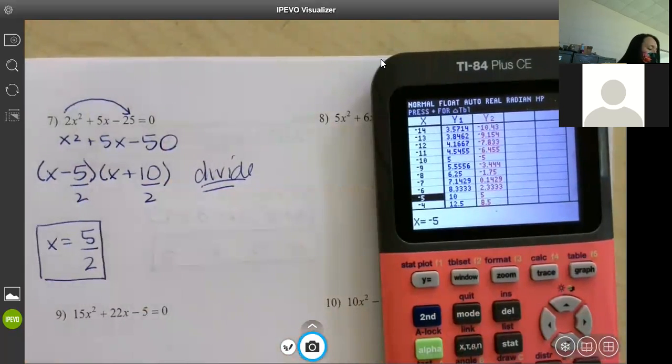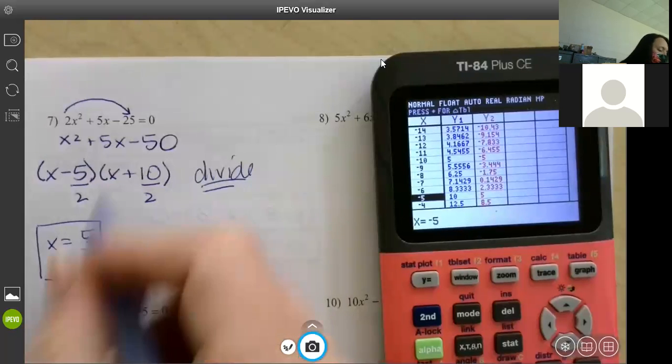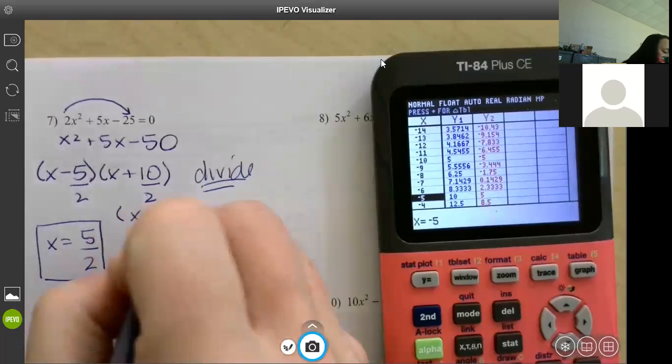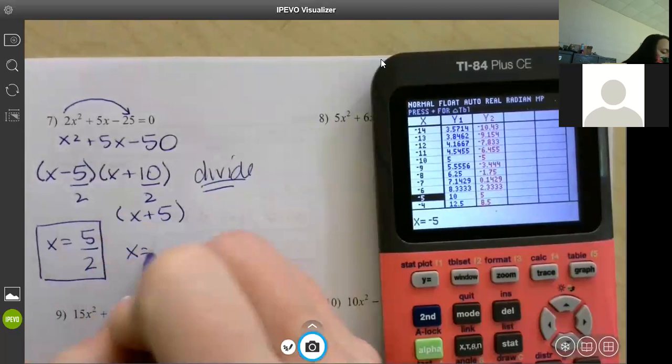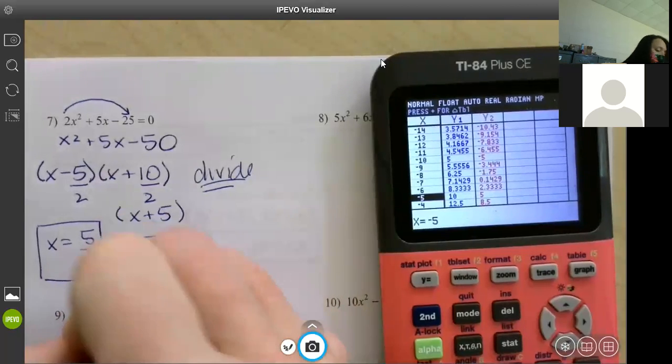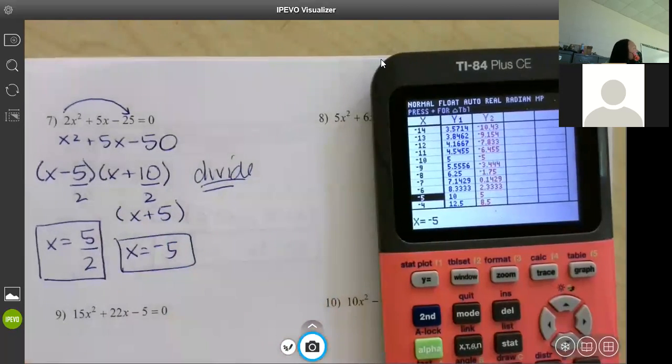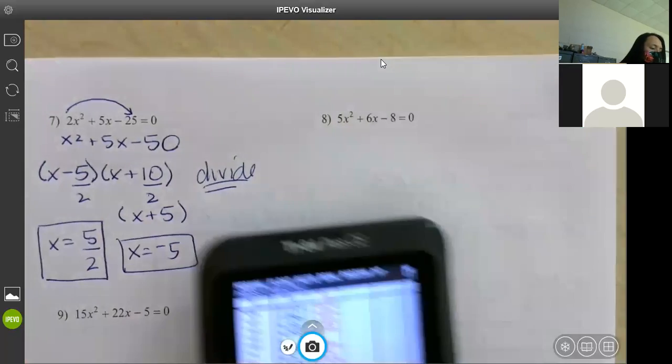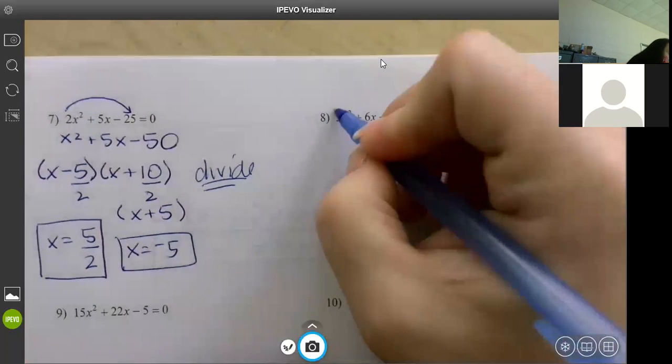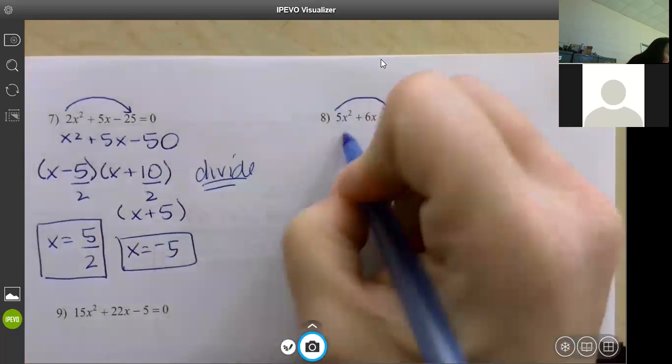Okay. And then 10 divided by 2 is what? Positive 5. So my answer is going to be negative 5. Perfect. That's it, y'all. That's all you do. All right, look at your next one. Same thing, no GCF. So I'm going to go ahead and slide it over.